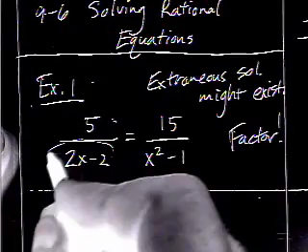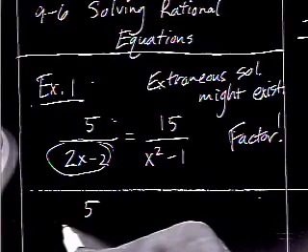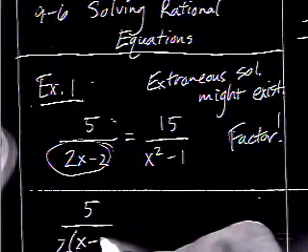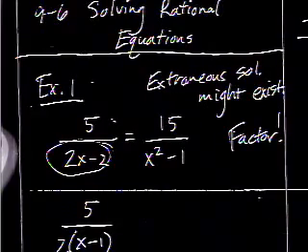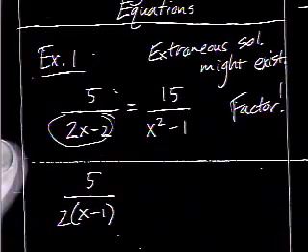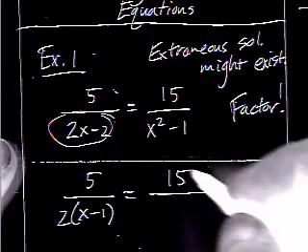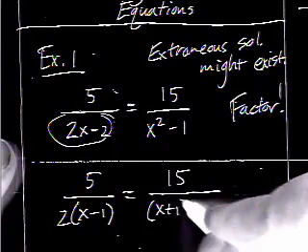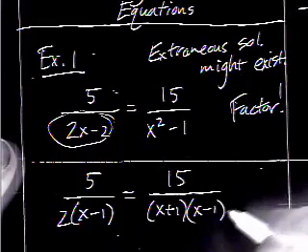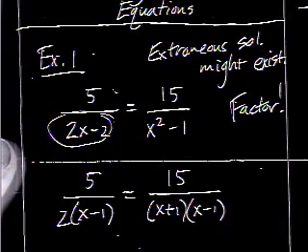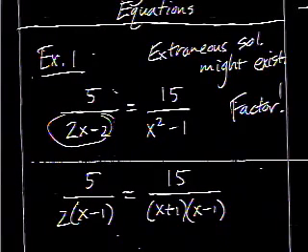So, first I look for a GCF. That's always the first thing I want to do in factoring. So I can take the 2 out. And I don't see a GCF over here. However, I do see that it is a difference of perfect squares. So I have x plus 1 and x minus 1.